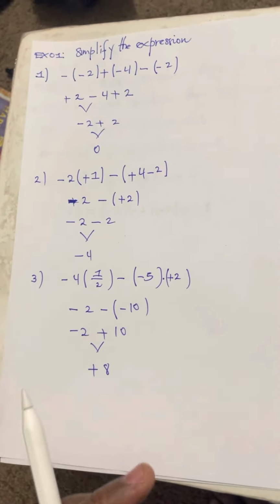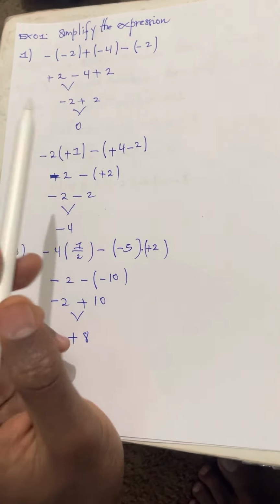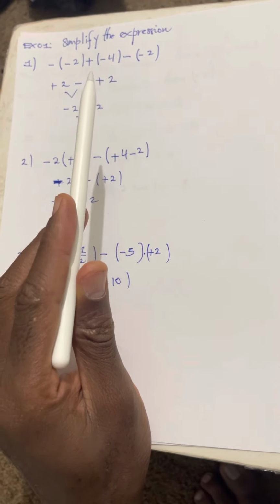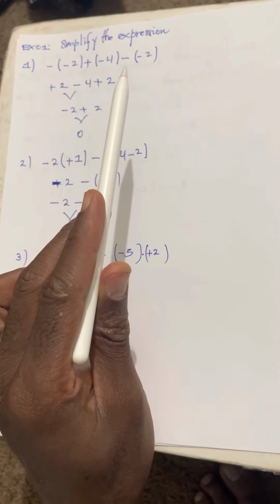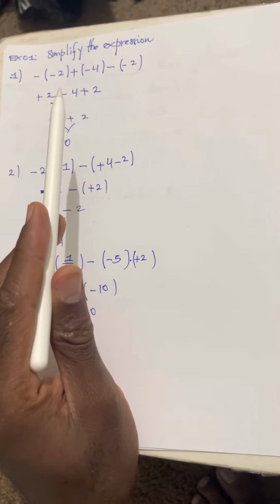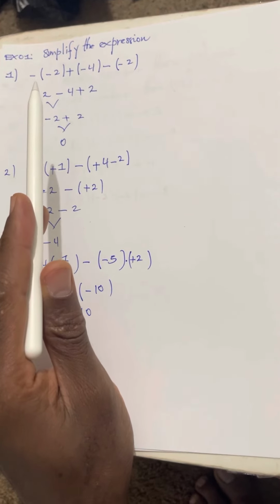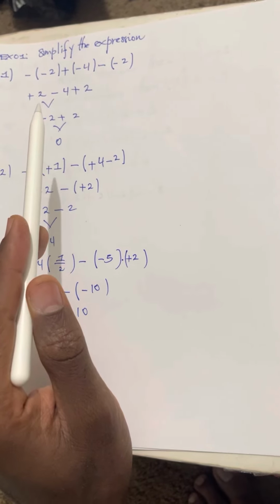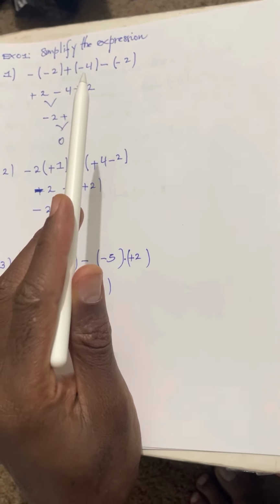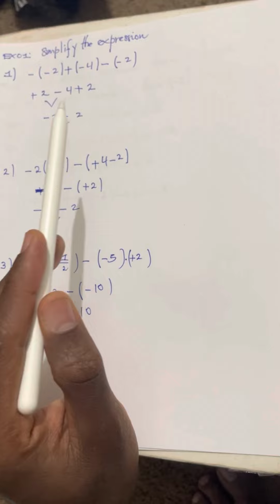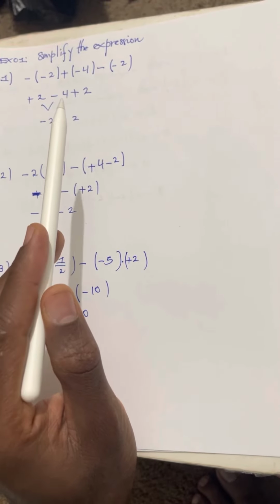Now, let's talk about some examples. So I say, simplify the expression: negative 2 plus (negative 4) minus (negative 2). When you have a parenthesis, that stands for multiplication. Now, if I multiply this negative by this negative, according to the table, that turns to positive. And this positive multiplied by negative turns to negative. And this negative times negative turns to positive.